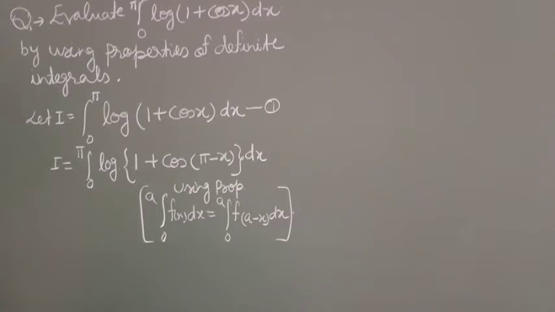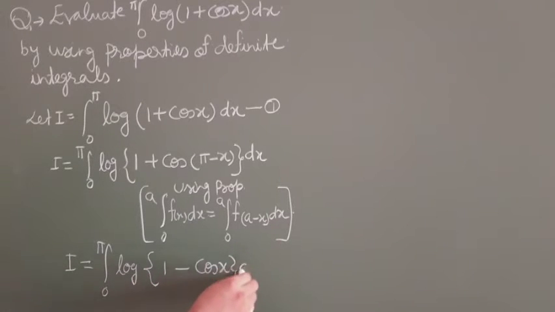Correct? We know that cos(180 minus theta) equals minus cos theta. So therefore it will become the integral from 0 to pi of log(1 minus cos x) dx. This is equation number 2.